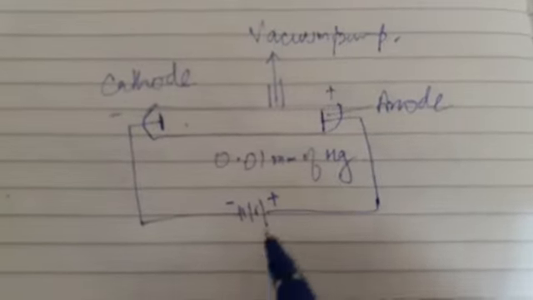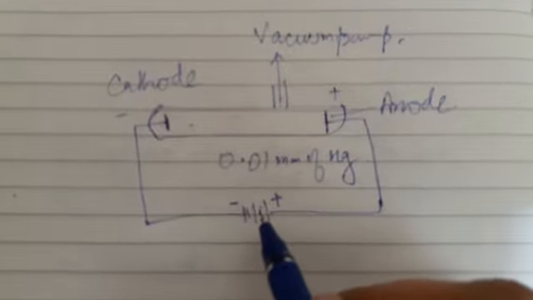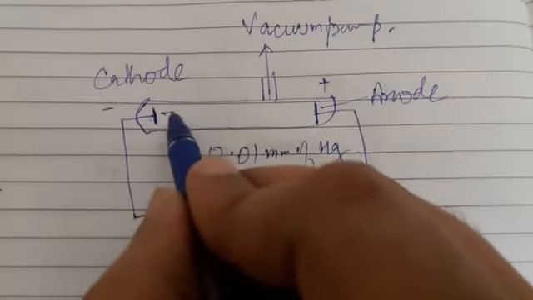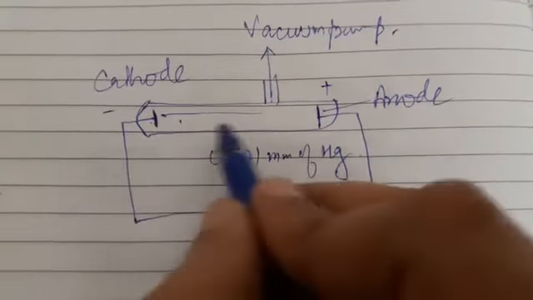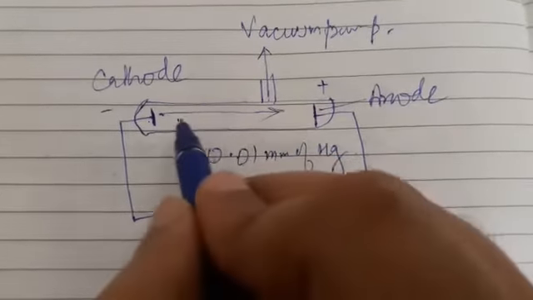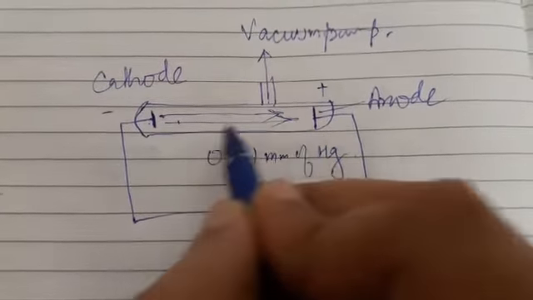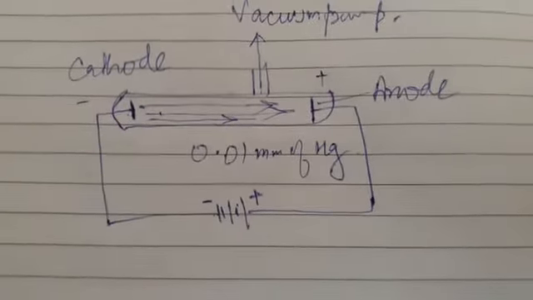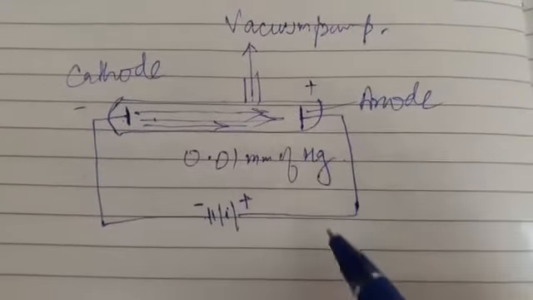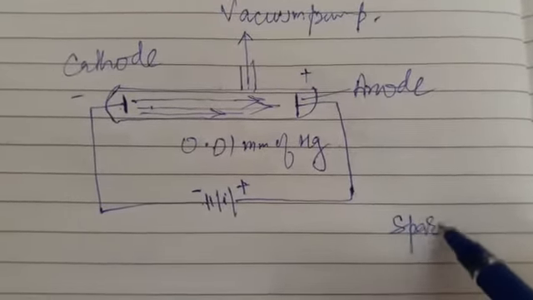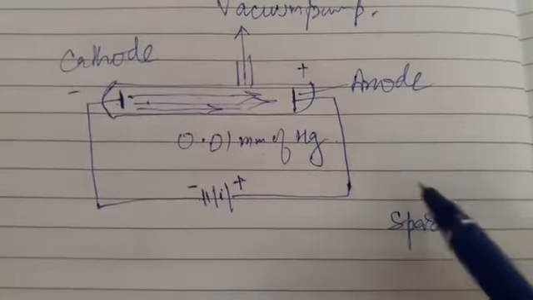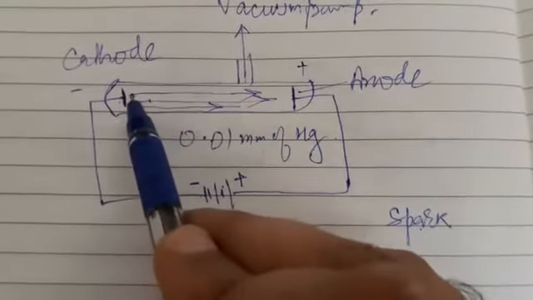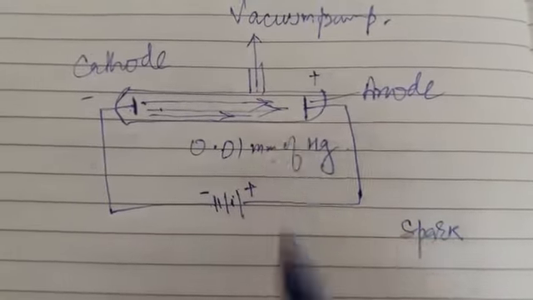Now after switching on this battery, what they observed was that certain radiations were coming out from this cathode and going towards the anode. These radiations were in the form of discharge. You know the meaning of discharge: a sort of sparking. You know how a spark looks. In the same way, some sort of lightning was coming out of the cathode and going towards the anode.